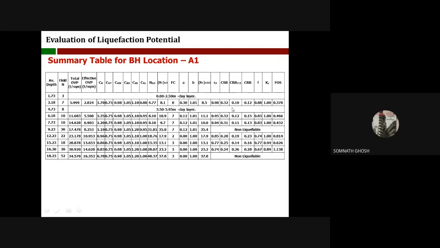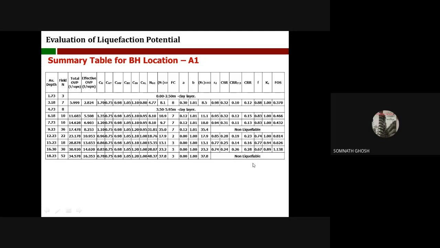And ultimately, after doing all these things, because many values are taken from IS 1893, we calculated the factor of safety. See, wherever the factor of safety is less than 1, it is liquefiable. But for this particular layer, the factor of safety is more than 1, so it is non-liquefiable. Again, here it is less than 1, less than 1, and this is also greater than 1, it should be liquefiable, but somehow I have missed it, right? So this is also liquefiable.